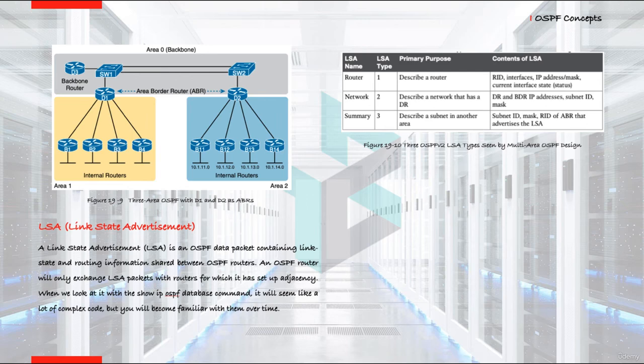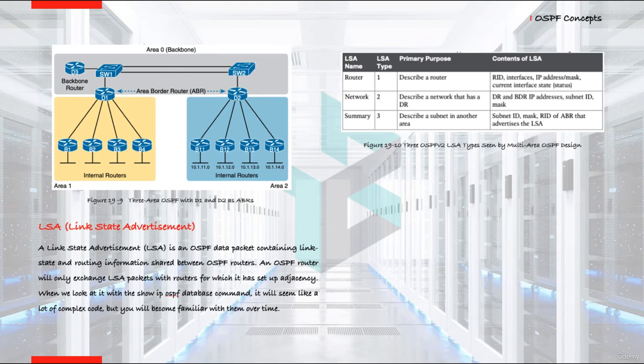Link State Advertisement, or LSA for short, is an OSPF data packet that contains link state and routing information shared between routers. An OSPF router will only exchange LSA packets with routers that it has established adjacency with. You can see information about LSAs when we look at it with the show ip ospf database command.